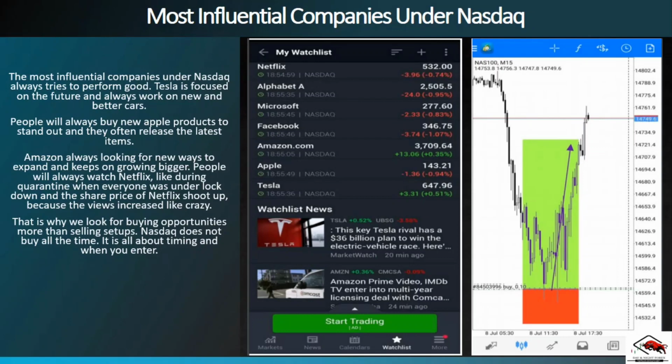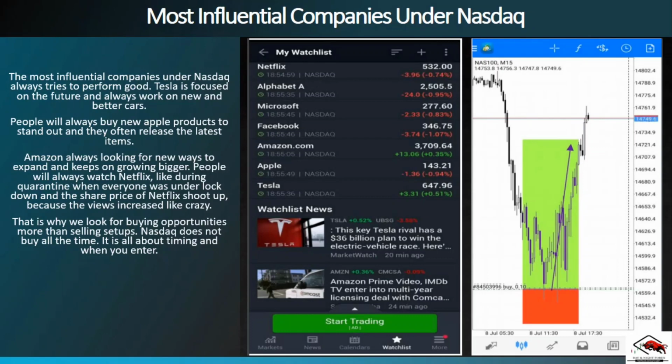As you can see, what these companies are focusing on is something that will always be part of our daily lives. It's something that will always be in demand, right? With that increased demand, the buying opportunities will always be more than selling opportunities on Nasdaq. This is why we look for buying opportunities more than selling opportunities on Nasdaq, because we expect it to always be on an uptrend. But as we said, Nasdaq does not always buy all the time, so it is all about your timing and when you enter to catch those massive buy moves.